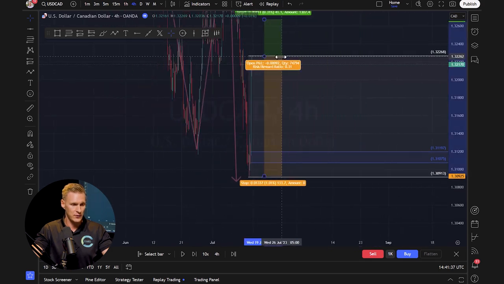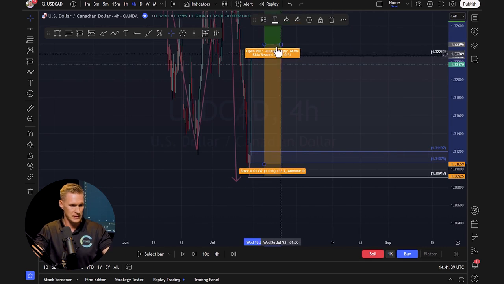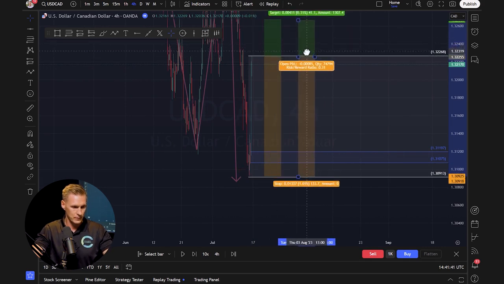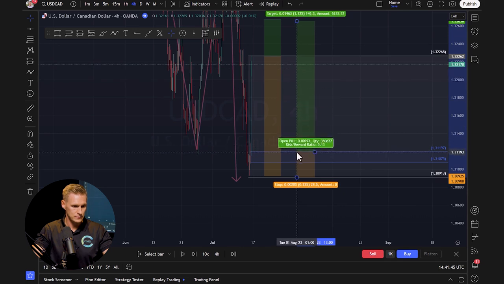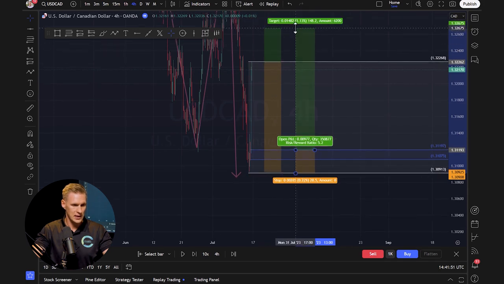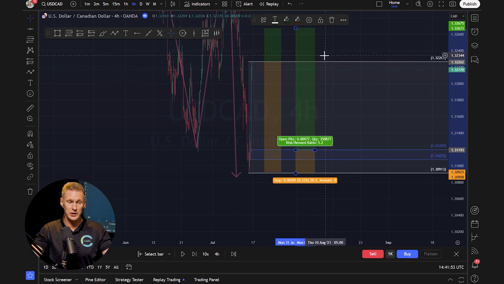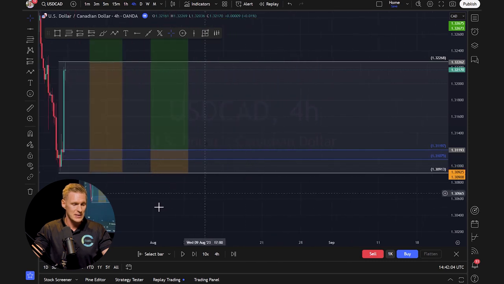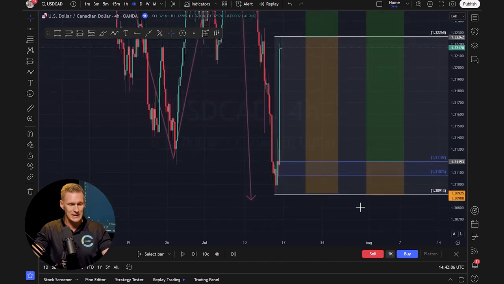Let me add another tool. Move this here for option 1, copy paste. All the way down. And let's move the target as well to the same position. You can see we increased our profit margin now to 5.2. That's a lot. That's a crazy trade, right? Especially for a correction trade.